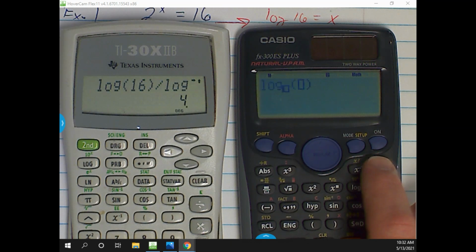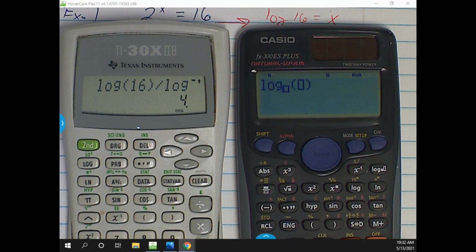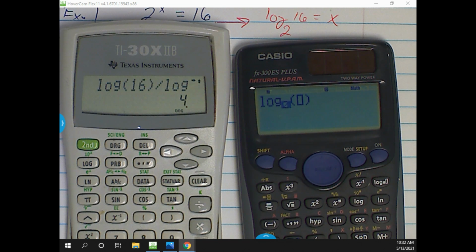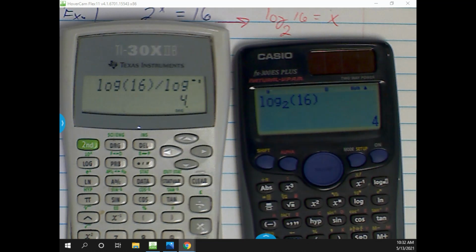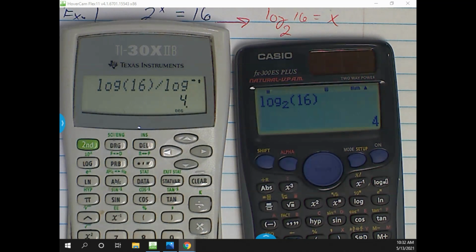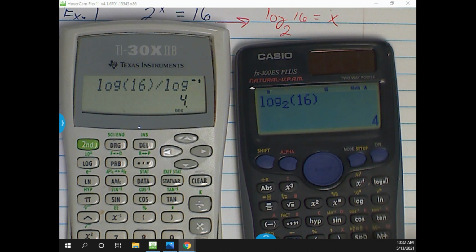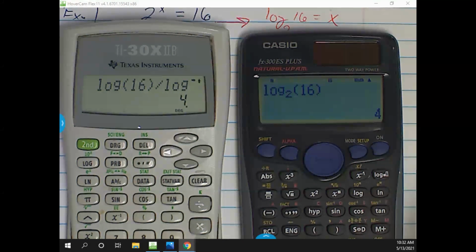If you hit the log button on the Casios, it gives you the upper part of the problem and the base. So you can go back in and put the 2 for the base, tab over to the 16, hit enter, and it punches everything in for you. I think some of the Texas Instruments will do that too; I just don't have the model that does. As long as you know how to use yours, that's fine. If you've got the silver Casios, it should be in the same location. They're all kind of similar.